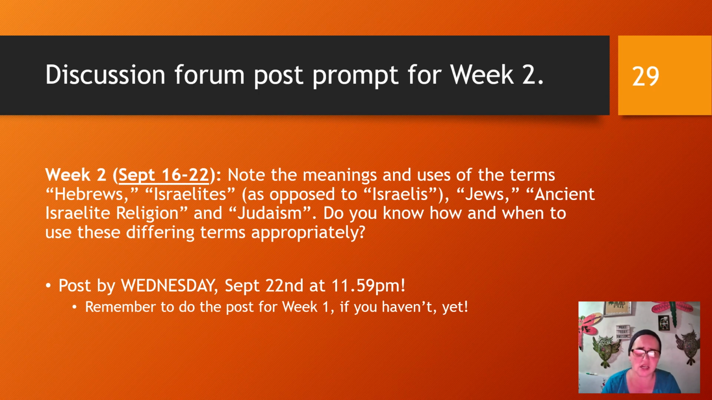And your discussion prompt for week 2 is to define these terms: Hebrews, Israelites, as opposed to Israelis. That's kind of a rookie move. It happens in papers all the time. People mean Israelites and they refer to Israelis, which is a bit confusing. Jews, ancient Israelite religion, and Judaism. How do you use those terms? Do you know how to use those terms appropriately? It will strengthen your research and writing on these topics if you know how to use these terms appropriately.